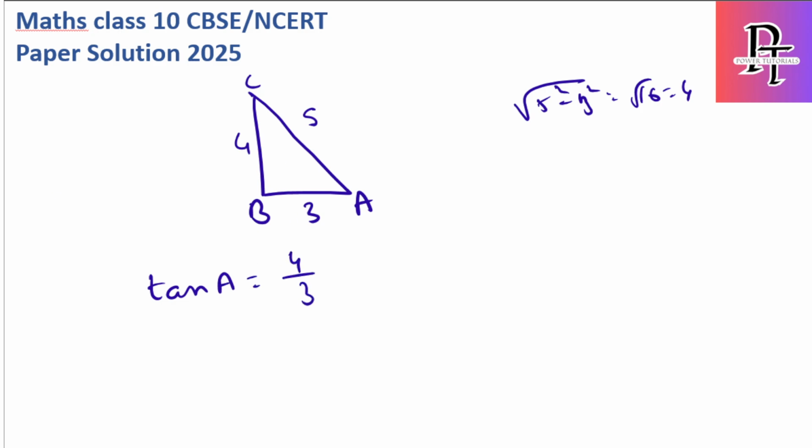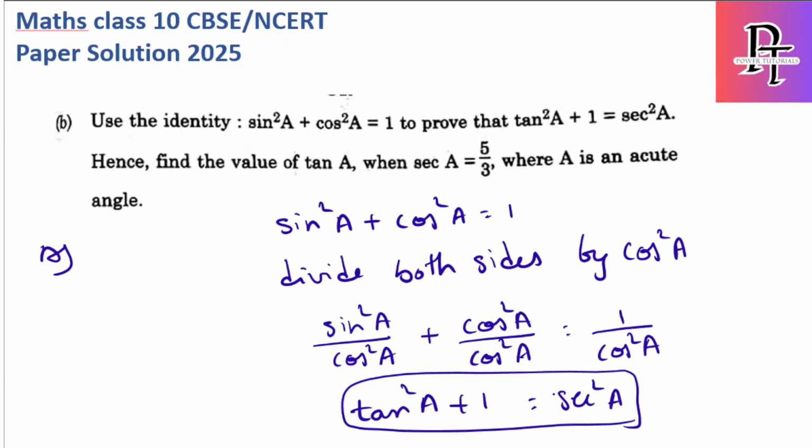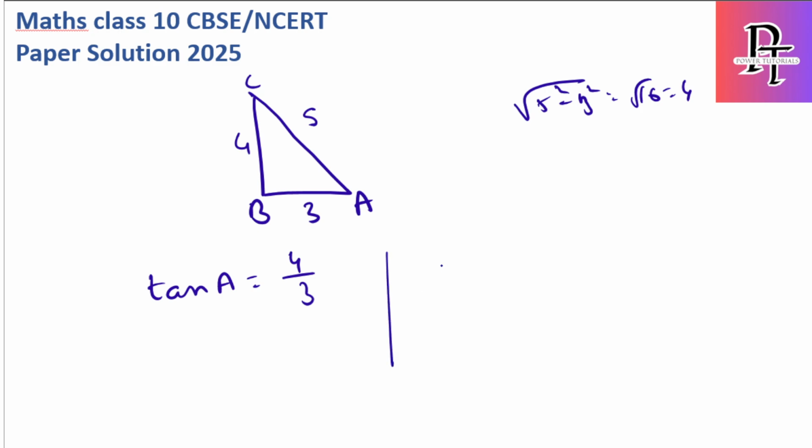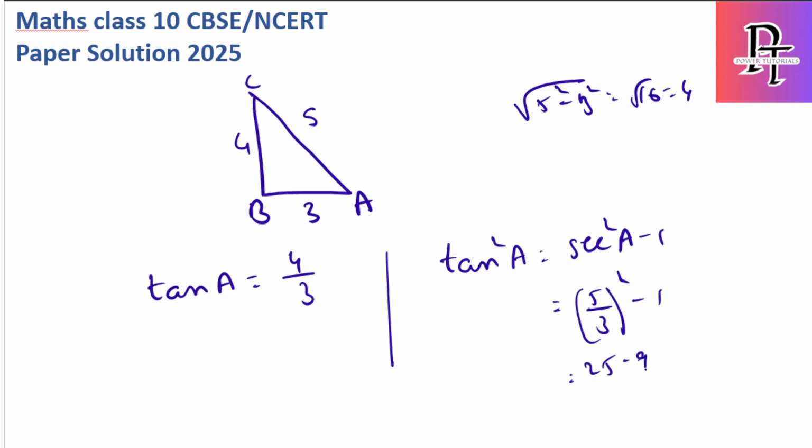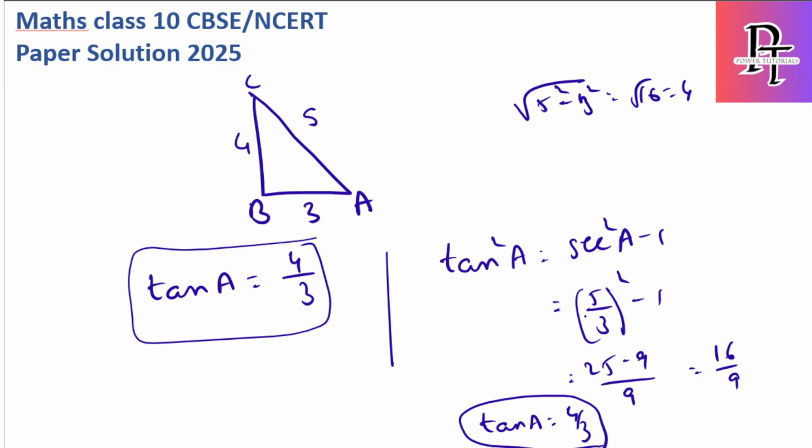Okay, you can also use another method because you already know the relation as well. So using this also you can find the value. So tan square A plus 1 is equal to secant square A. Tan square A, I will write as secant square A minus 1. Secant square is 5 by 3 whole square minus 1. 25 minus 9 by 9. So this will be 16 by 9. So finally tan A is equal to 4 by 3. Okay, you can solve it either way, either using the triangle, or else using the relation. Both will get full marks.